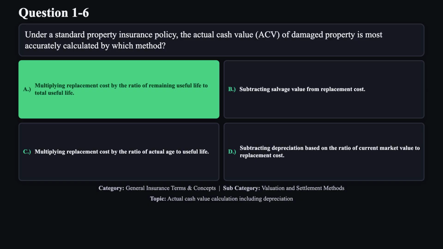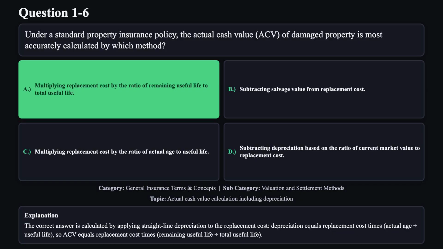The correct answer is A. The correct answer is calculated by applying straight-line depreciation to the replacement cost. Depreciation equals replacement cost times actual age divided by useful life. So ACV equals replacement cost times remaining useful life divided by total useful life.